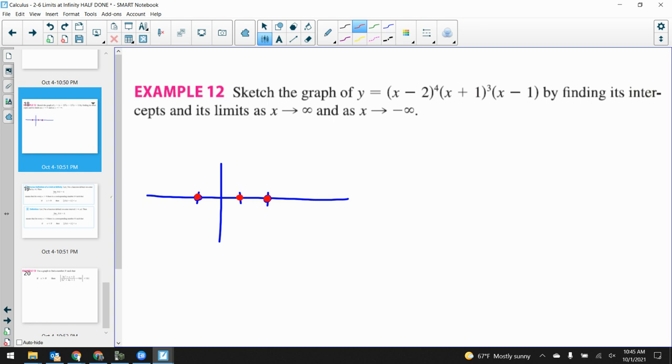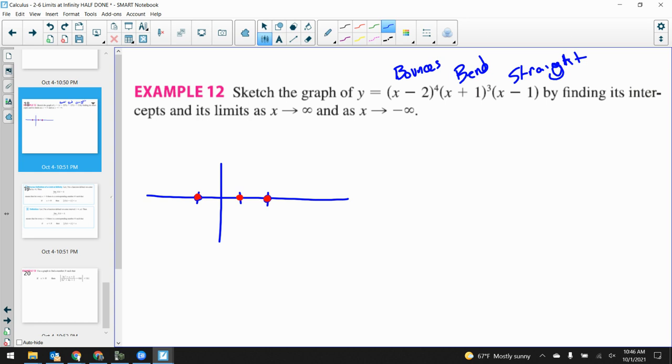Now, do you remember the rules about multiplicities? If it's an even multiplicity, remember what it does at that point? It bounces off the x-axis at that point. If it's an odd multiplicity, and how do we know even or odd? I'm looking at the degree. This is a root at 2, 4 times. This is a root at negative 1, 3 times. If it's an odd multiplicity, what happens? It bends through. If it's a multiplicity of 1, it goes straight through. Okay, now, we're going to use that here in a second.